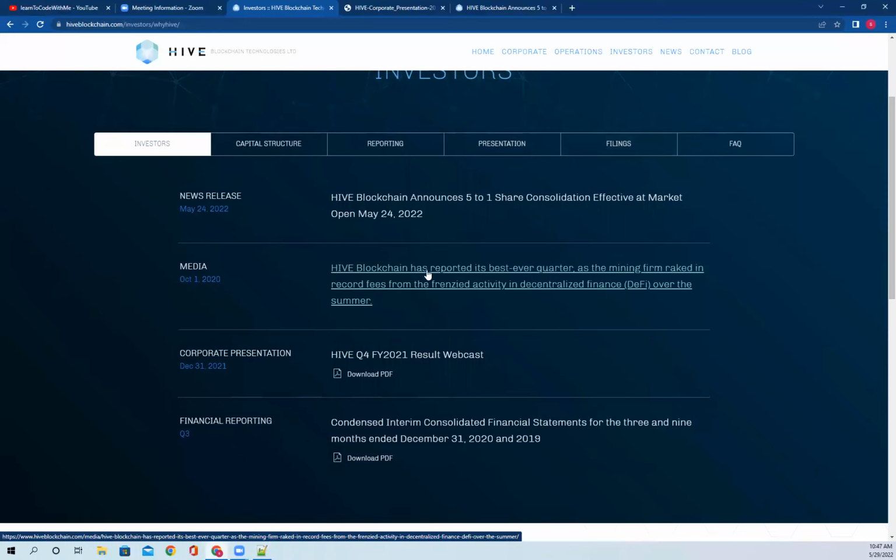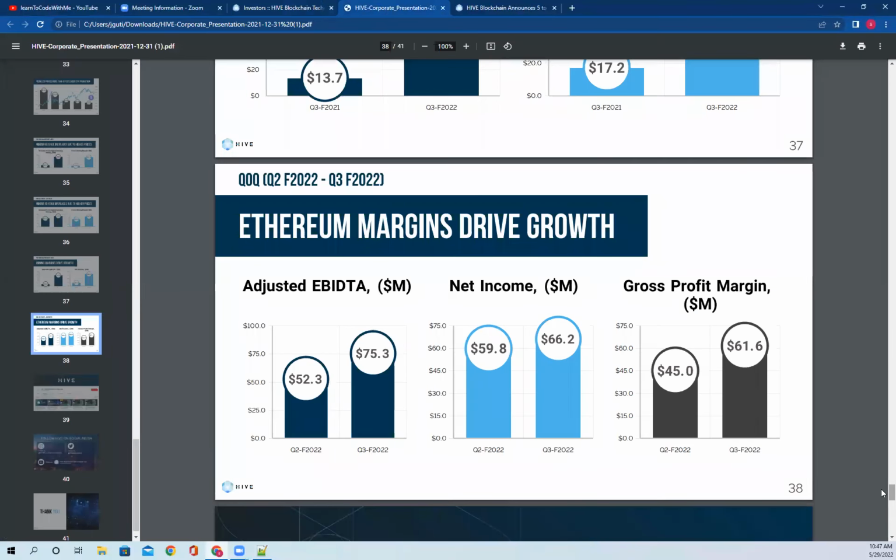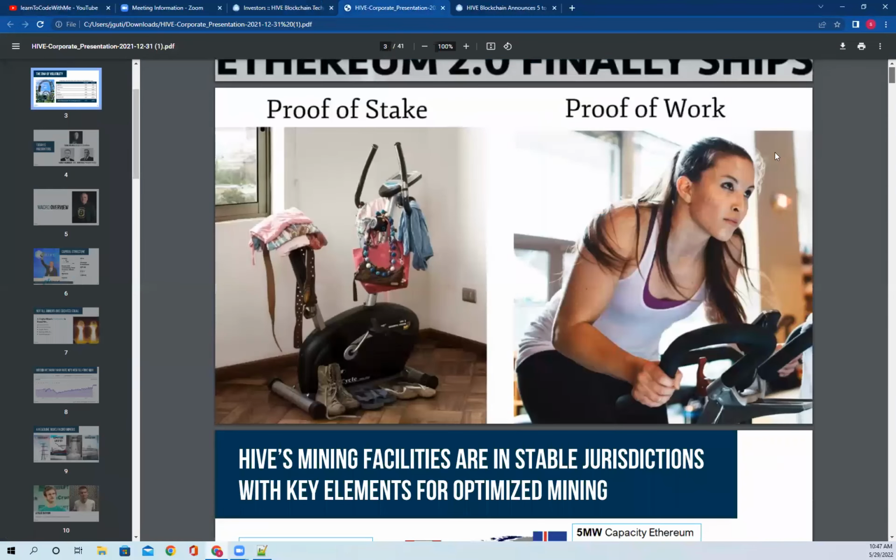So this is going to be Hive Blockchain has reported its best quarter ever. So just go ahead and click on this link. I've already downloaded the PDF, and so we can reference that. But I just want to make sure that you understand what we're looking at.